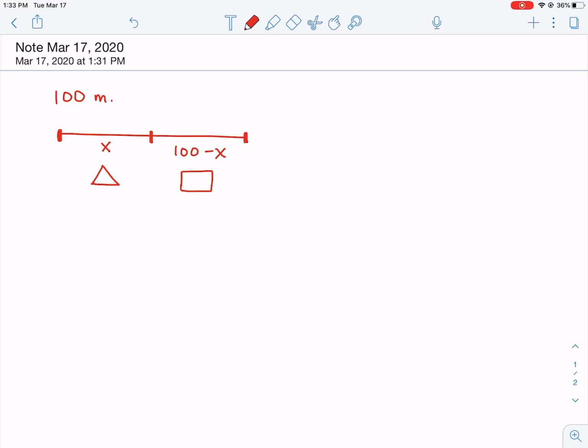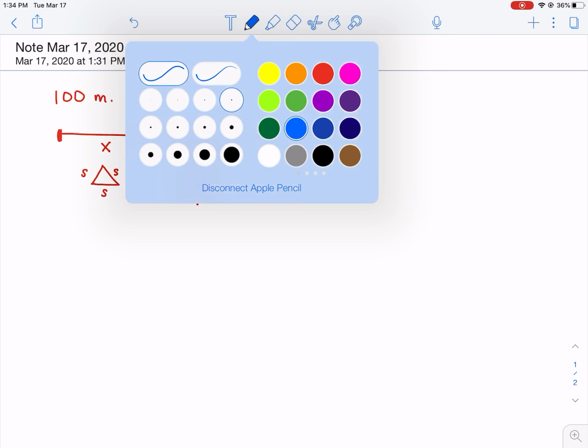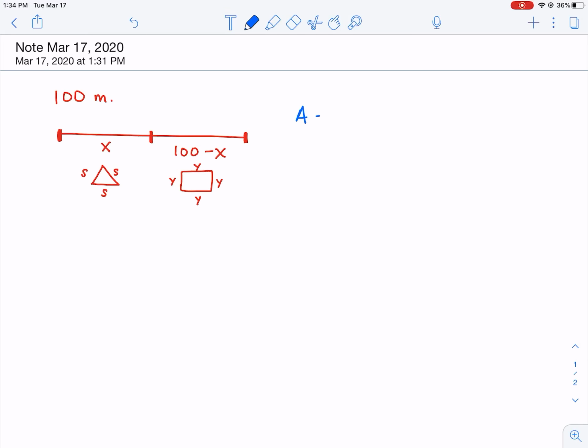So let's say here we had a triangle, and let's call each of the sides S, since it's equilateral, all the sides are going to be the same. And let's say for the square, all the sides are Y. So we've got Y, Y, Y, and Y. Okay, to find an expression for the total area, the area is going to be equal to the area of the triangle plus the area of the square, okay?